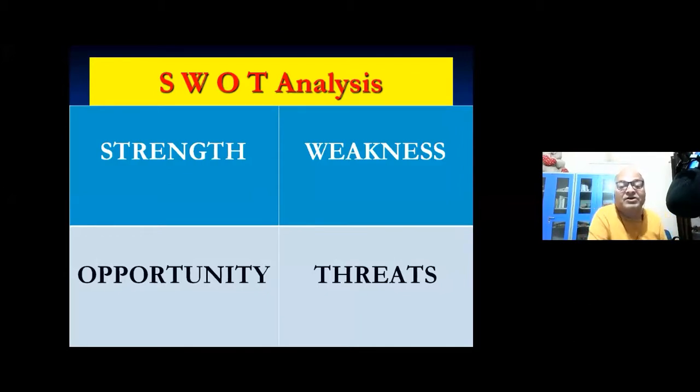And one more thing, as a tradition, for this sort of analysis, I say that sitting at my residence, my wife is my strength, but my neighbor's wife is my weakness. And if my neighbor is outside his residence, then that is an opportunity. And if he is inside, that is a threat.